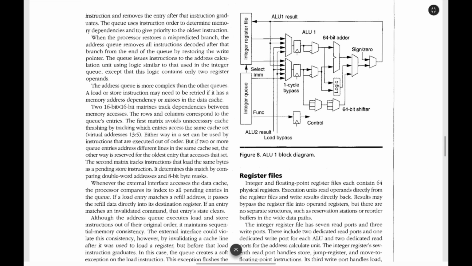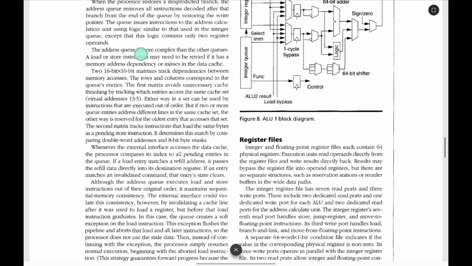The queue issues the instructions to the address calculation unit using logic similar to that used in the integer queue, except that this logic contains only 2 register operands. So the address queue is more complex than the other queues. A load or a store instruction may need to be retried if it has a memory address dependence or if it misses in the data cache. The two 16-bit by 16-bit matrices track dependencies between the memory accesses. The rows and columns correspond to the queue's entries.